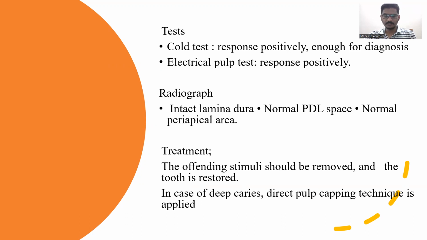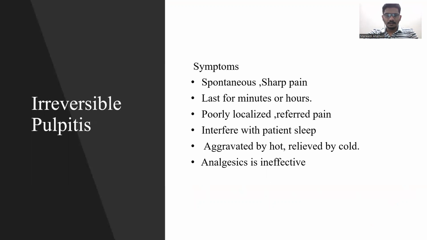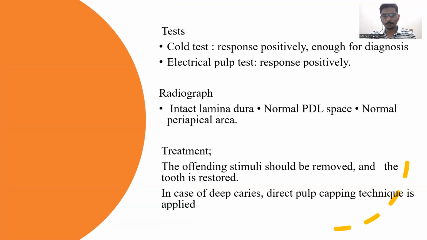For the treatment, the offending stimuli should be removed. That is, if there is any caries, the caries should be restored. If dentin is exposed, it should be sealed. In case of deep caries, direct pulp capping technique is applied. And the proper restoration should be given so that the stimulus cannot irritate the pulp anymore. Under these circumstances, the pulp will revert to its original state.